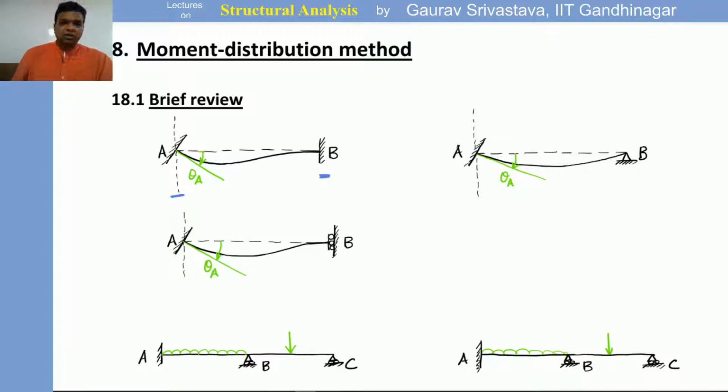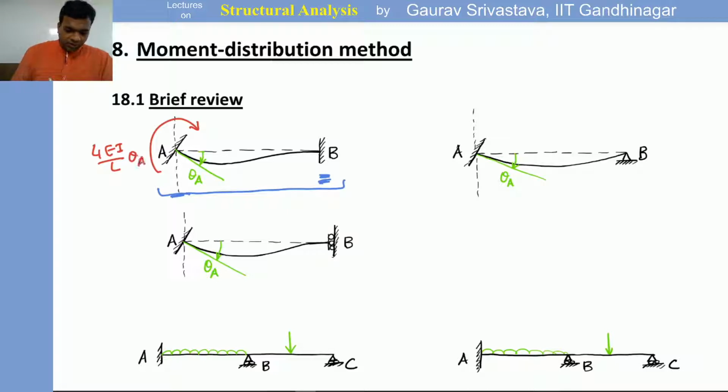Okay, and then by sequentially releasing the joints which were to be released, and by assigning subsequent moments for those unknown rotations, we were able to calculate these rotations and subsequently the moments when we were doing the slope deflection method. So for example, in this situation where the far end was fixed, the moment required to induce this unknown rotation theta A, right? This was 4 EI by L times theta A.